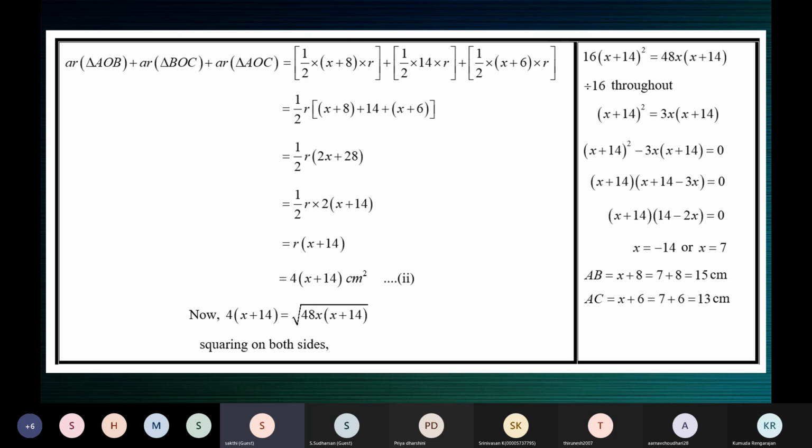My doubt is cleared, ma'am. Okay. You're sure? Yes, ma'am. I want to ask, can we divide by x plus 14? Yeah. Always you can do it. But you will not get that other value for x. That also is not a problem. That value you cannot accept also. But better you don't divide by x plus 14 because you don't know what that other value is going to be. So it's better you don't divide by x plus 14.